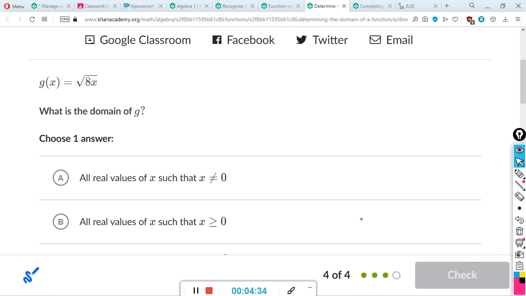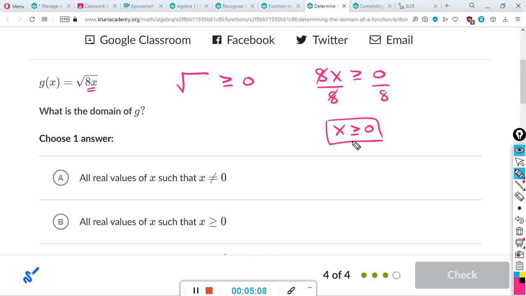All right, and finally, the domain of G. Remember, whatever is under the square root has to be greater than or equal to 0. So this 8x has to be greater than or equal to 0. If I divide both sides by 8, the 8's cancel, and I did not divide by a negative, so this stays the same. And 0 divided by 8 is just 0. So x is greater than or equal to 0. That's answer B.